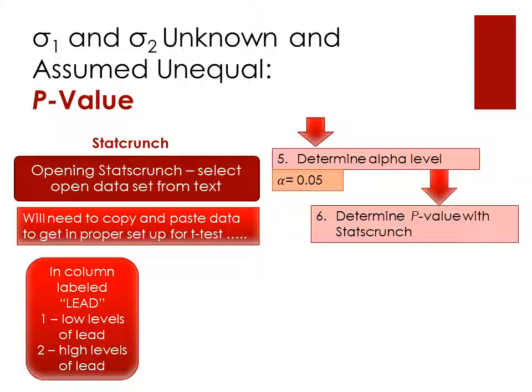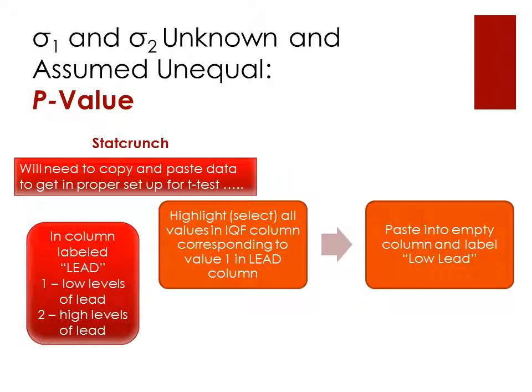So 1 represents people with low levels of lead, and 3 represents people with high levels of lead. That is the problem that we're solving for. But we need to produce these in order to do a t-test. We need to put these as 2 separate columns of data. So we're going to highlight all the values in the IQF column that correspond to value 1 in the lead column.